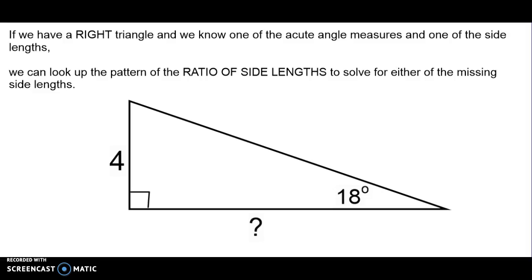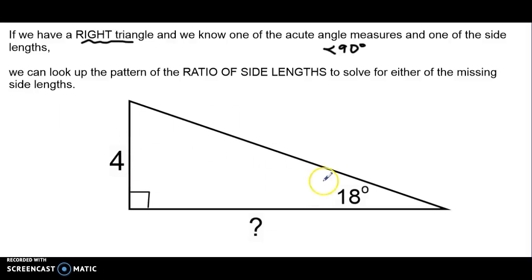Okay, so if we have a right triangle and we know one of the acute angle measures, and remember acute is less than 90 degrees, and one of the side lengths, that does include the hypotenuse, remember, because this is a right triangle, we can look up the pattern of the ratio of the side lengths to solve for the missing side length. So that's a lot of words.